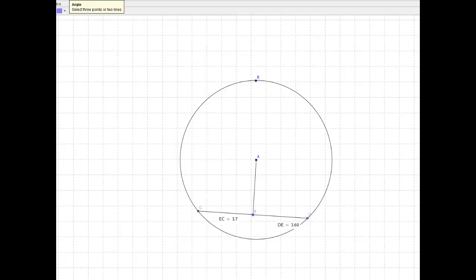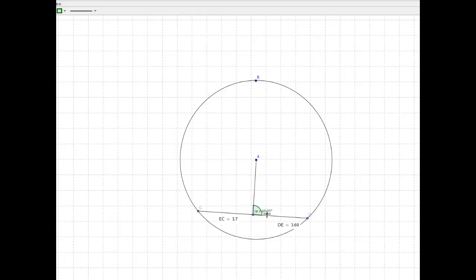So let's measure the angle and see what happens to the angle here. So if I'm going to measure this angle here, and it's giving me the wrong one. I'm still getting used to this program. It's called GeoGebra. If you're looking to use it, it's a free program, so you can get it. We'll talk about it in class.